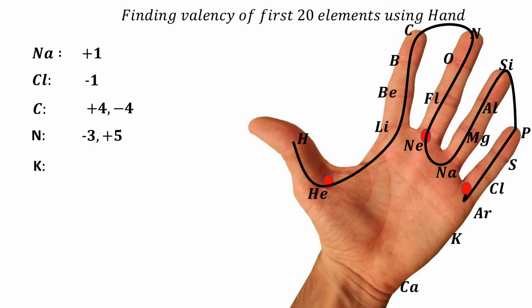Let's look at potassium. Potassium is here, so it will try to go back to this stable state by moving 1 step, and it will try to lose 1 electron, so its valency is +1. And let's look at argon. Argon is present over here, which is already in this stable state, so it doesn't want to move anywhere to go to the stable state. It is already on the stable state, so its valency is 0. It need not move anywhere.